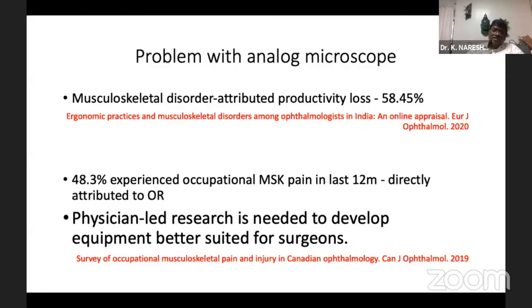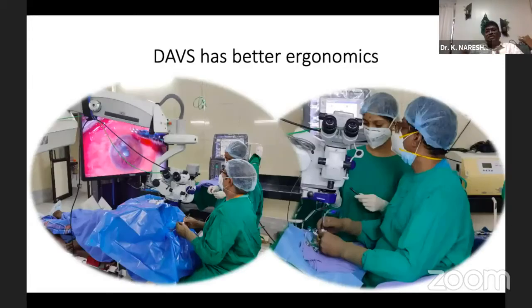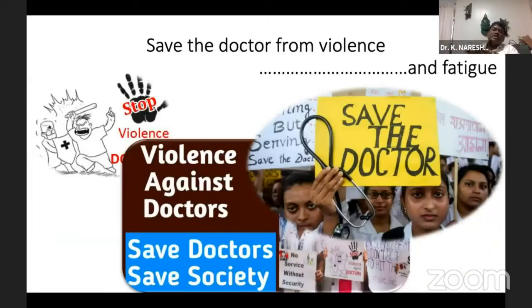So this can be overcome. When you have a DAVS, you have got better ergonomics. You sit at your own comfort. Whenever you want, you just relax, stay back. And the most important point of this particular system is ergonomics. So you don't have any fatigue at the end of the day. We keep talking about saving the doctors from violence. So please procure this machine to save the doctors against fatigue also. It will increase your productivity.